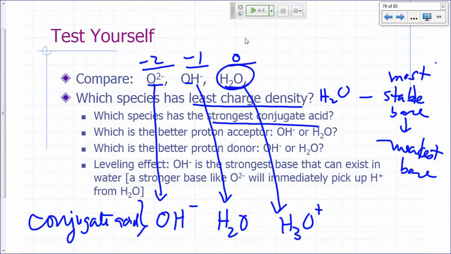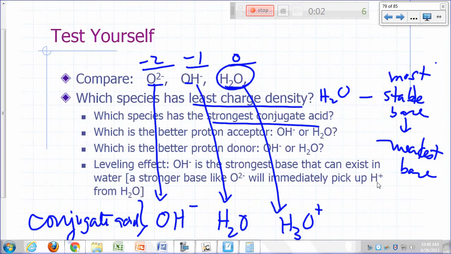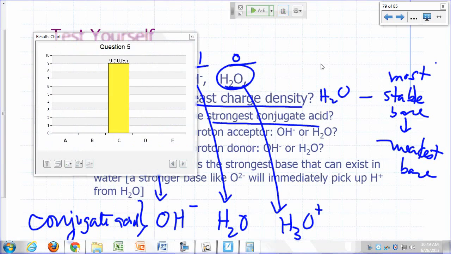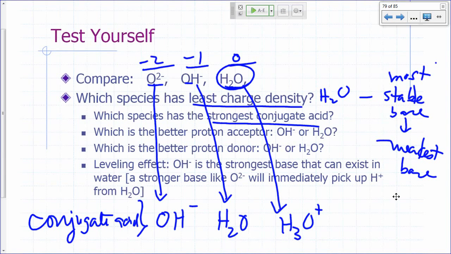A, B, or C? Ready? It should be a no-brainer, even if you didn't know the arguments behind it, right? What's the strongest acid of these three? Hydronium. Very good. So you can see the explanation there works. Water, among these three, has the least charge density. It's the most stable base. It is the weakest base. And since it's the weakest base, its conjugate acid among these three would be the strongest.